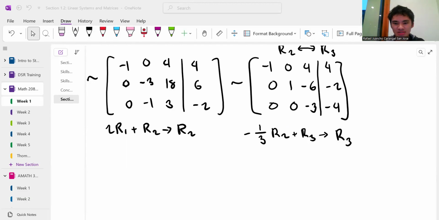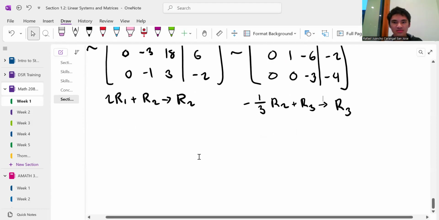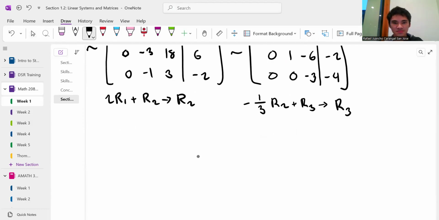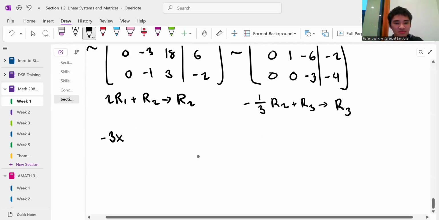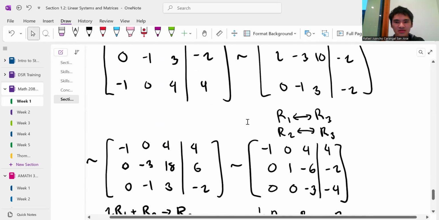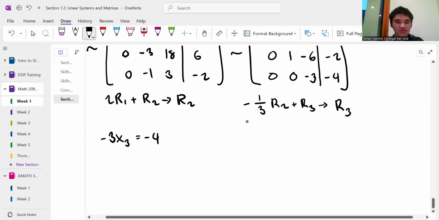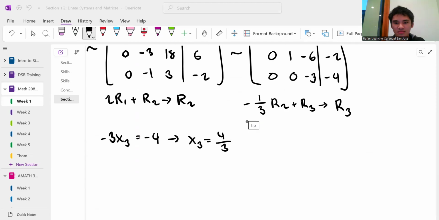All right. Textbook says there's a general solution. I don't think there is. But we'll see. I think there is though. I messed something up. Okay, so let's just go for it. -3 x sub 3 is -4. I could just divide. X sub 3 is 4/3. Oh, interesting.